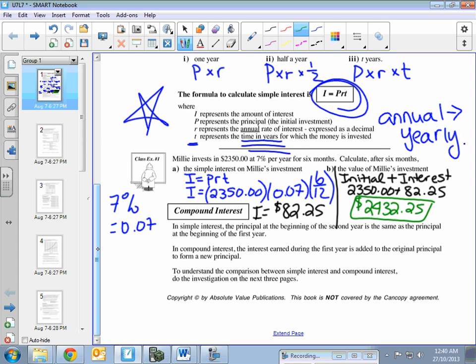So to understand the comparison between simple and compound, do the investigation in the next 3 pages. We're only going to do the next page, or the next 2 pages. Compound formula. Okay, we'll do the next 3 pages and then we'll be done for the day. If you don't make it to these next 3 pages, just stop and then continue on tomorrow, okay?